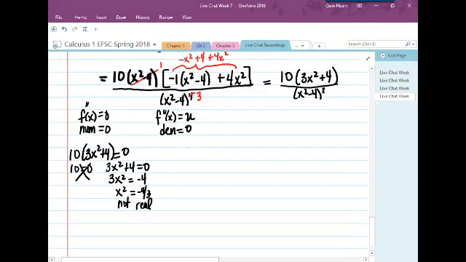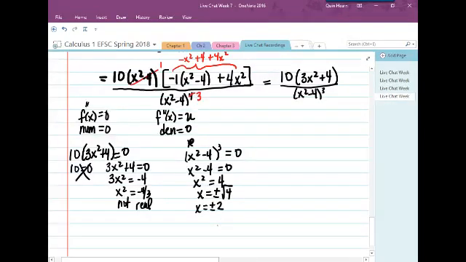Okay, and then where would it be undefined? Well, that would be where the denominator equals 0. So x squared minus 4 cubed equals 0. But the only way that can happen is if x squared minus 4 equals 0, which would mean x squared is 4, which would mean x is plus or minus the square root of 4. So x would be plus or minus 2. So this is where the second derivative is undefined.